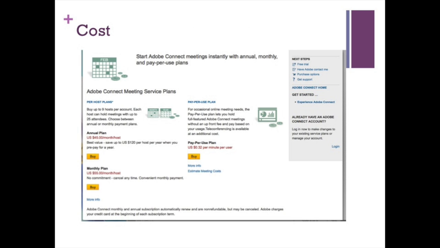As far as the cost, it is a lot more expensive. For institutions, you do have to email the Adobe Connect software people and have them come up with a price quote for you. However, for a smaller institution, you can pay by the individual. They have an annual plan. It's $45 a month per host. They have a monthly plan. It's $55 a month per host, or you can pay per use. So if you only need it for one meeting, you can spend the 32 cents per minute per user. So it can get a little bit pricey if you're having a long meeting.